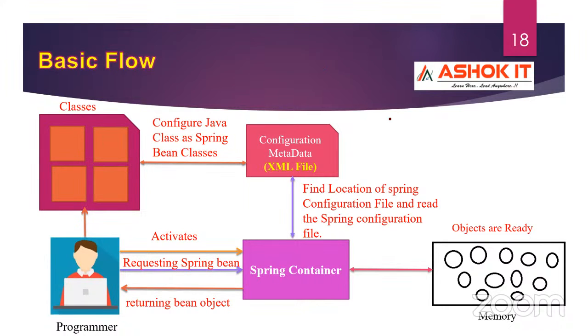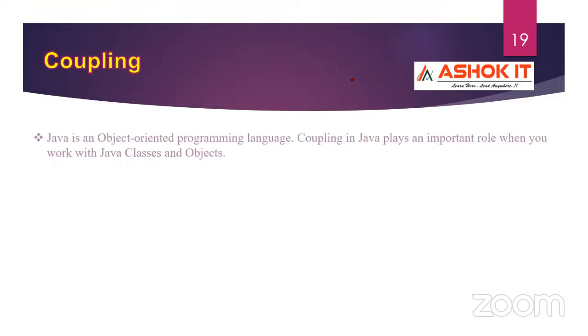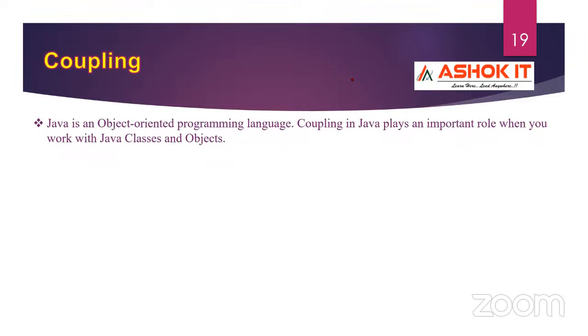These are the things which we have completed so far in the last session. Let's get into understanding the coupling concept in the Spring framework. Java is an object-oriented programming language, guys, and coupling in Java plays a very important role when you are working with Java classes and objects. Is that true?